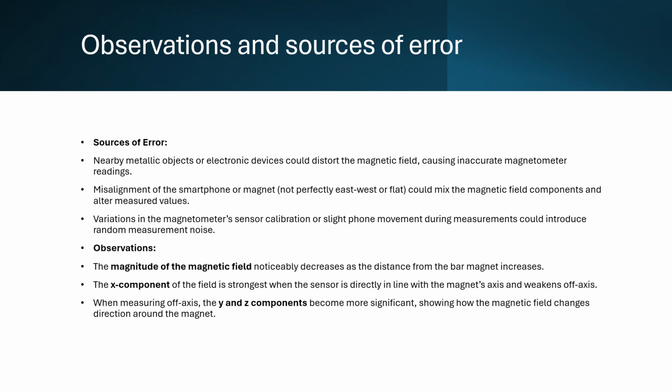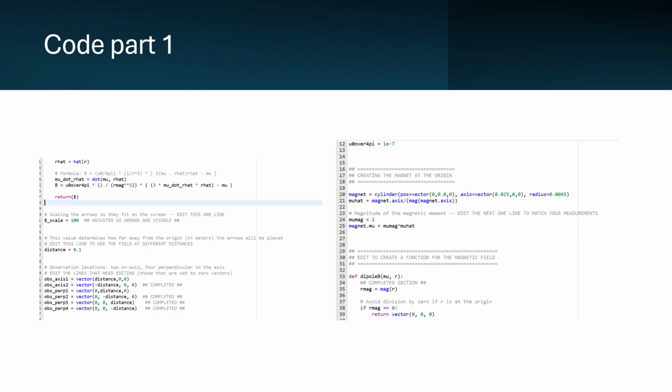The observations were that the magnitude of the magnetic field decreases as the distance from the bar magnet increases. The x component of the field is strongest when the sensor is directly in line with the magnet's axis and weakens off-axis. And finally, when measuring off-axis, the y and z components become more significant, showing how the magnetic field changes direction around the magnet. Then the code, of course.